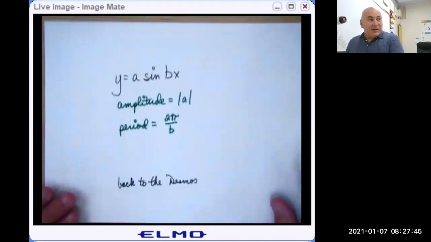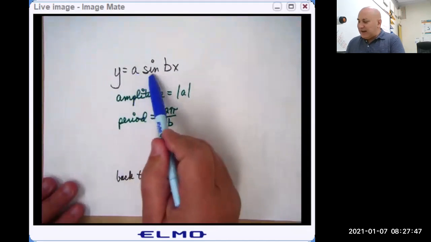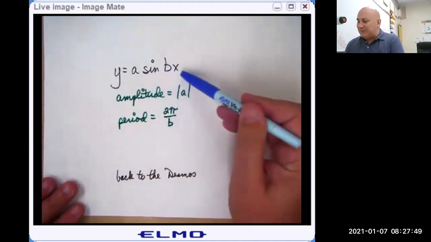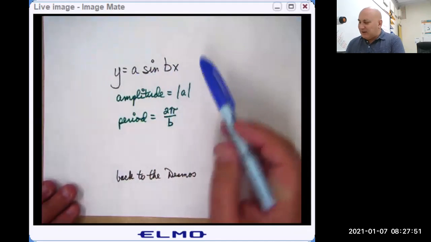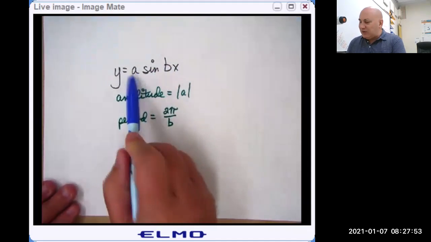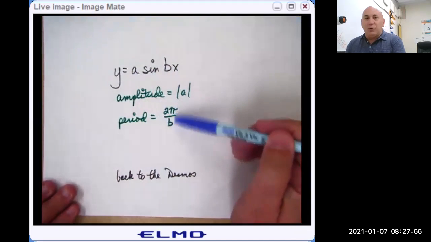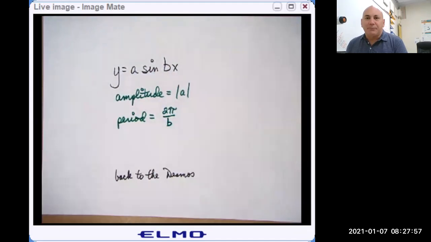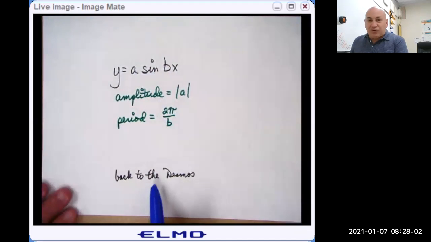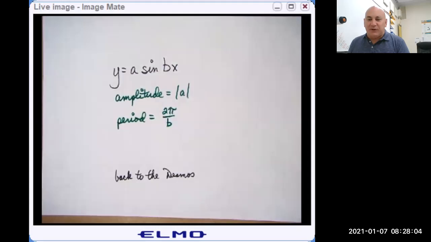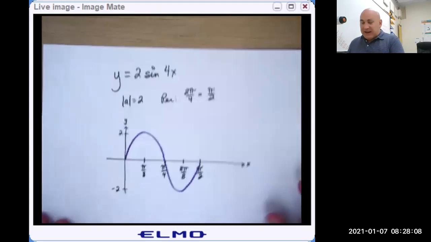So if we have y equals a times the sine or cosine of bx, the amplitude is the absolute value of a, and the period is 2 pi over b. And we can show that on Desmos. We'll do a few examples. On paper, it'll look like this.